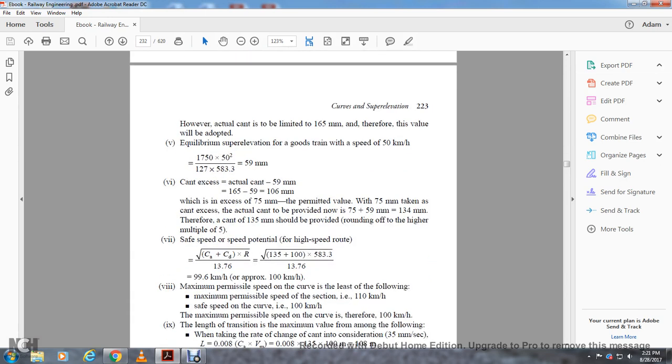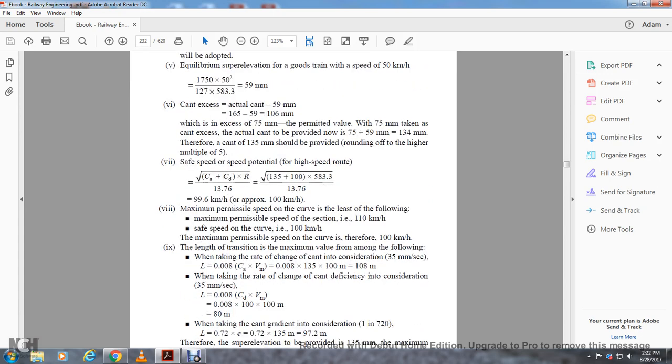Step 7: the safe speed on a potential high speed route with the cant excess is the square root of the actual cant plus the cant deficiency times the radius, divided by 13.76. That is the square root of 135 plus 100 times 583.3, divided by 13.76. The maximum permissible speed for the curve is the least of the following: the maximum permissible speed of the section, 110 kilometers an hour, and the safe speed on the curve, 100 kilometers an hour. The maximum speed on the curve is therefore 100 kilometers an hour.